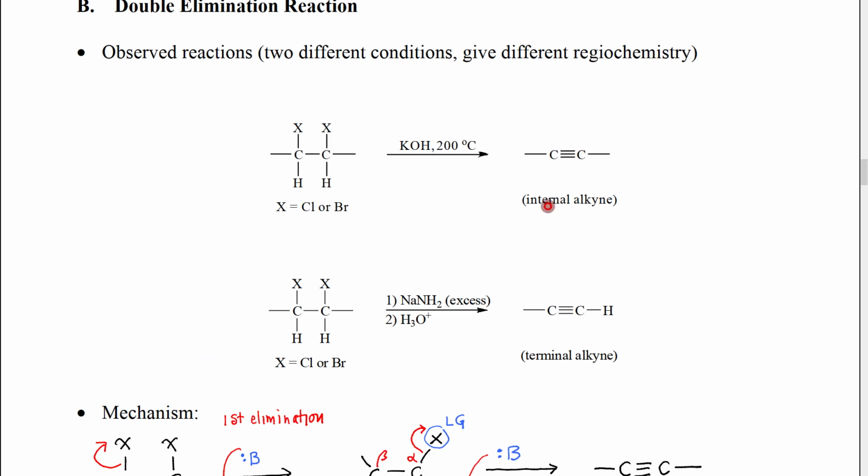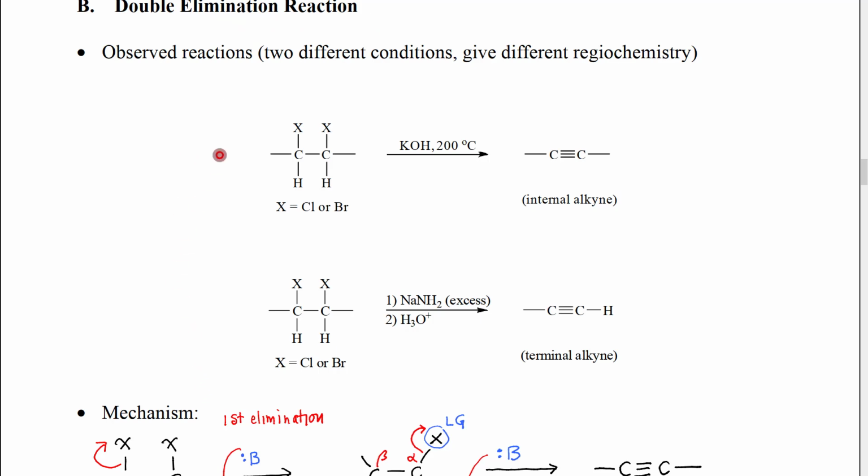Another way of synthesizing alkynes involves what's called a double elimination reaction. It's called this because what we're going to do is essentially an E2 elimination reaction 2 times. When we do an elimination reaction 1 time, we make a pi bond, and that makes an alkene. If we do an elimination reaction a 2nd time on the same 2 carbons, we would make a 2nd pi bond, and that would make the molecule an alkyne.